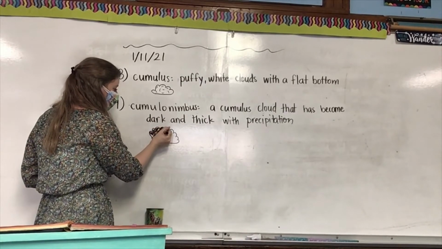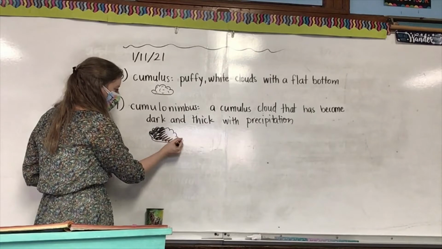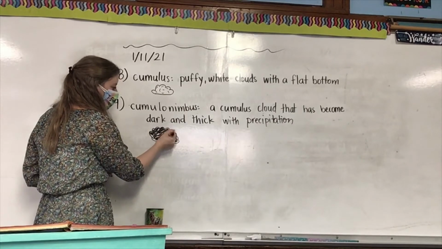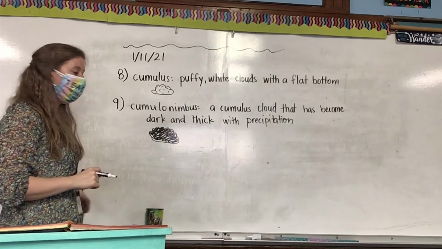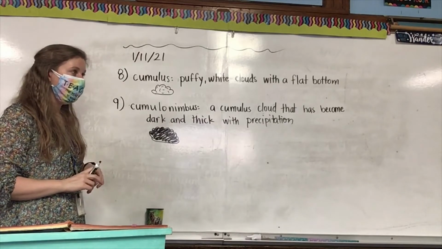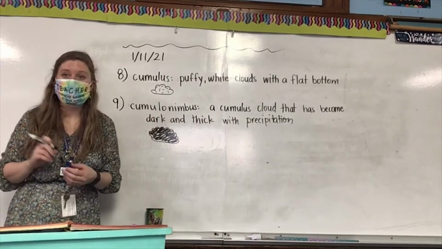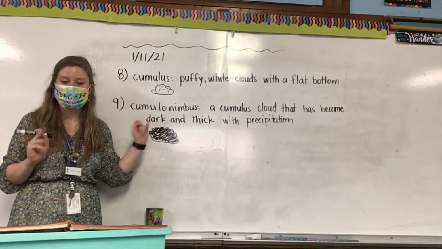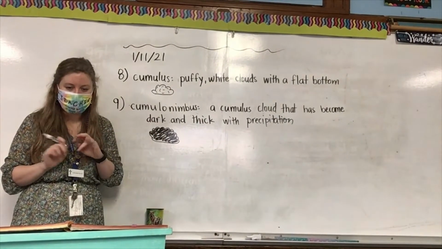Because what is it filled with? Zadie? Water. That is about to become what? Rain. Precipitation. Because rain is a type. It might not just be rain. It could have some other type of precipitation.